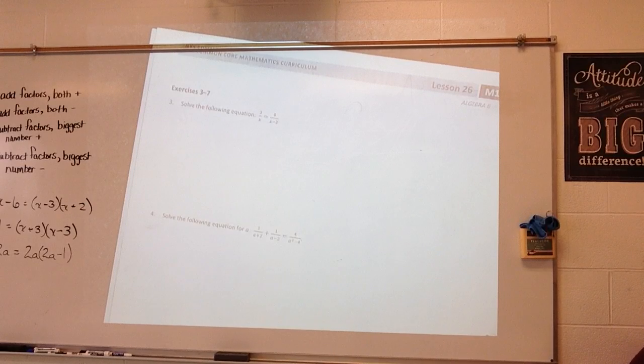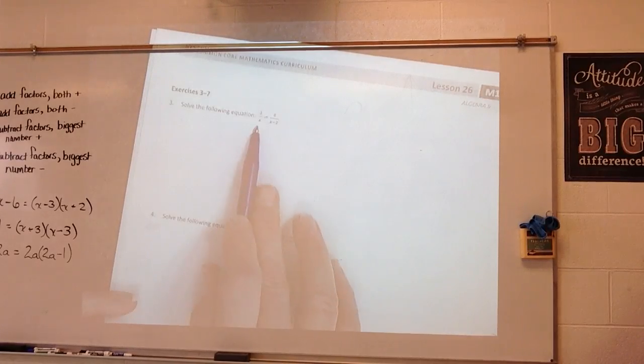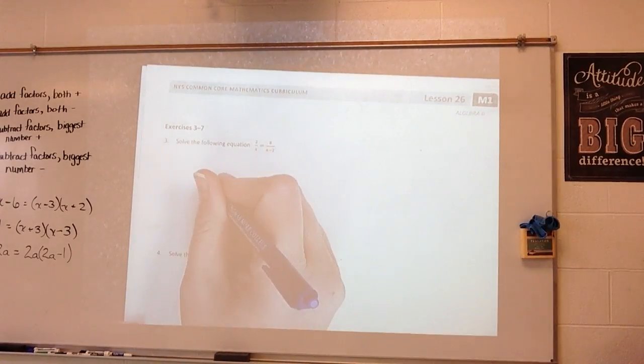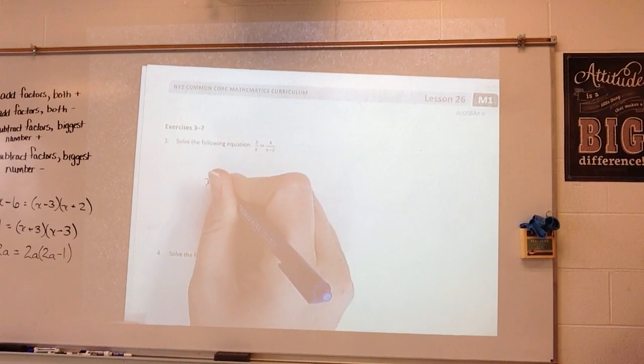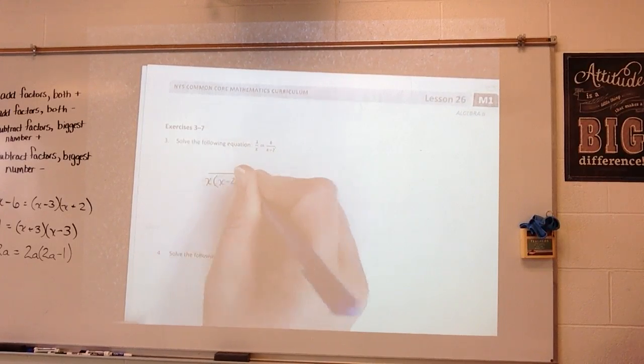All right, look at number 3. Solve the following equation. 3 over x is equal to 8 over x minus 2. All right. So we're going to go ahead and convert both expressions to equivalent expressions with a common denominator. So looking at this, I know my common denominator is going to be x times x minus 2.